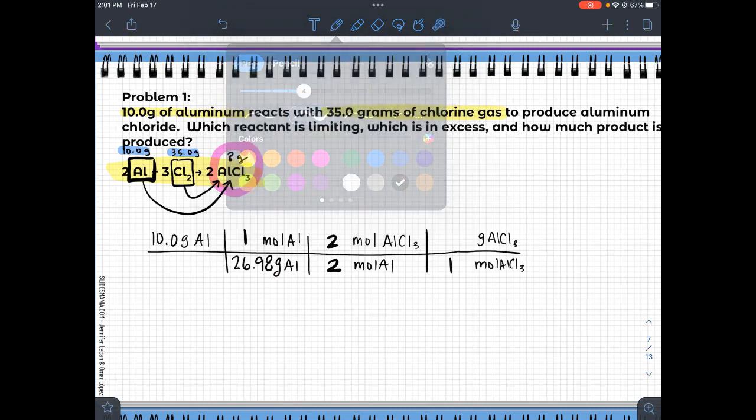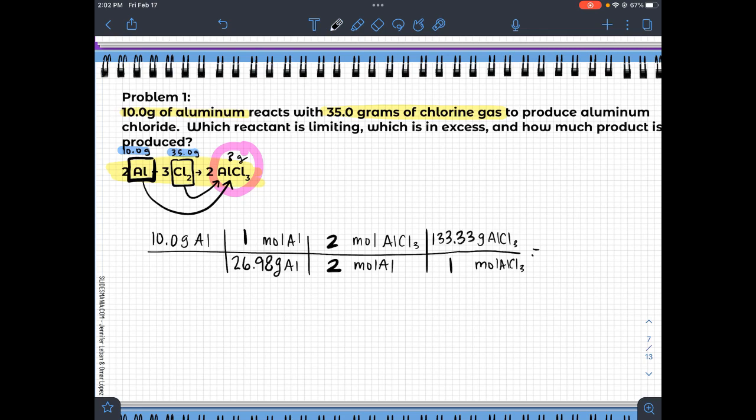And then up here, I've got aluminum chloride. I'm going to grab a calculator and add 1 aluminum and 3 chlorines. So 26.98 plus 3 times 35.45. The molar mass of aluminum chloride is 133.33. Okay, so we're ready to calculate this. I'm going to multiply across the top, so 10 times 2 times 133.33 divided by 26.98 and divided by 2. I get 49.4. And that is grams of aluminum chloride.